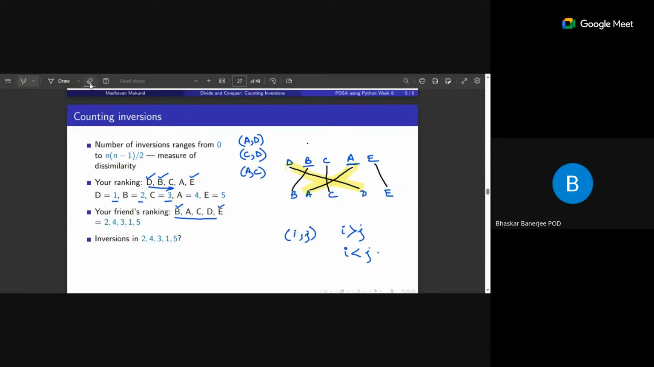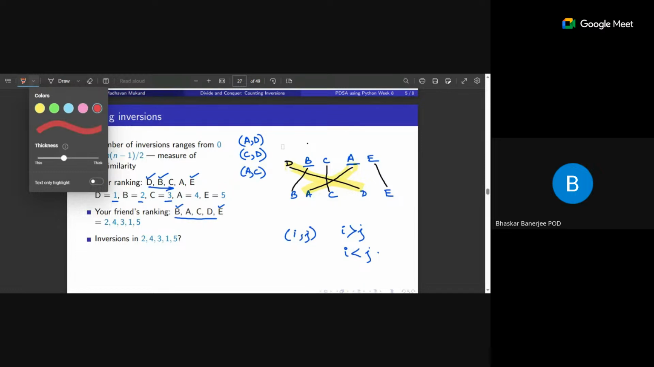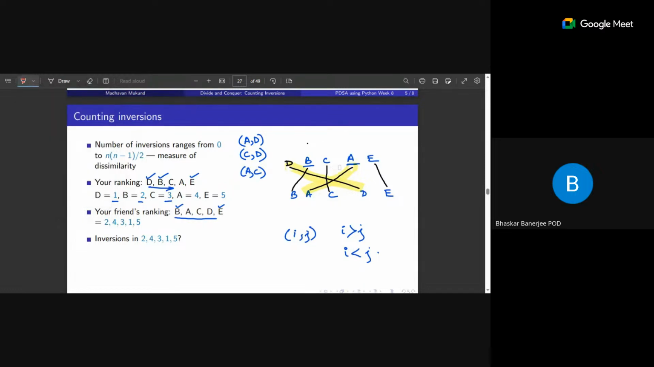Correct. Now let's take another example. What was the other method? The other method is just observation. So another color, another cross is this one, C with this one. This is another cross, and this corresponds to the CD pair.